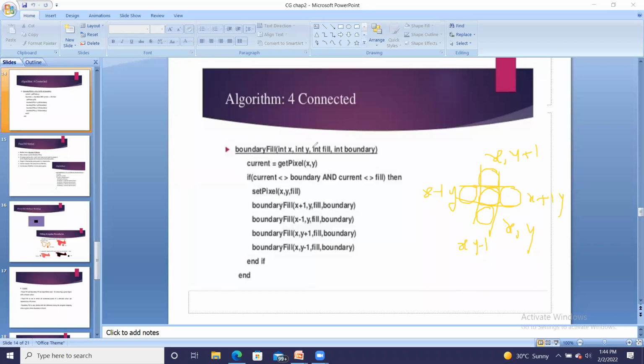We will start with the first pixel with x comma y and we will color that pixel and check whether that pixel is a boundary pixel and whether it is already filled. If both the conditions are satisfied, that means it should not be a boundary pixel and it should not be filled with the color, then color that pixel and push the neighboring pixels onto the stack. Call the method for the neighboring pixels.